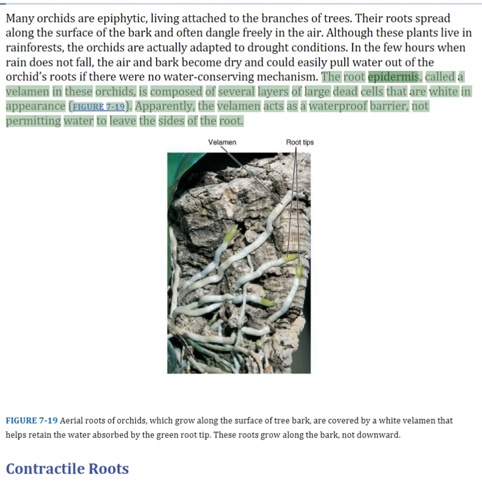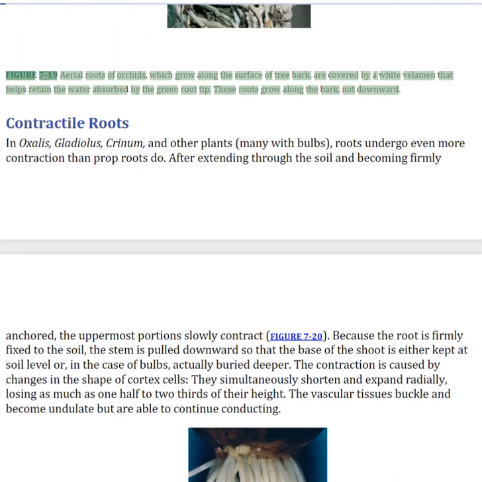The root epidermis, called a velamen in these orchids, is composed of several layers of large dead cells that are white in appearance. Apparently, the velamen acts as a waterproof barrier, not permitting water to leave the sides of the root. Figure 7:19. Aerial roots of orchids, which grow along the surface of tree bark, are covered by a white velamen that helps retain the water absorbed by the green root tip. These roots grow along the bark, not downward.